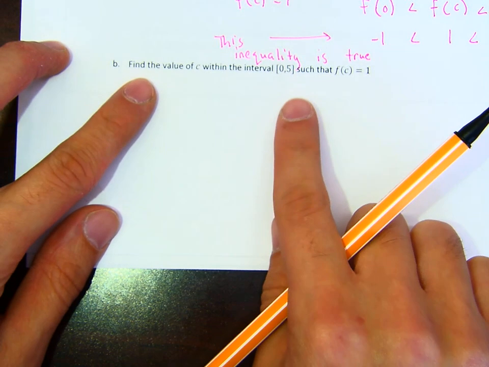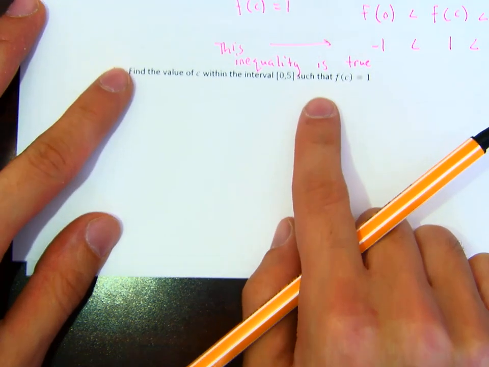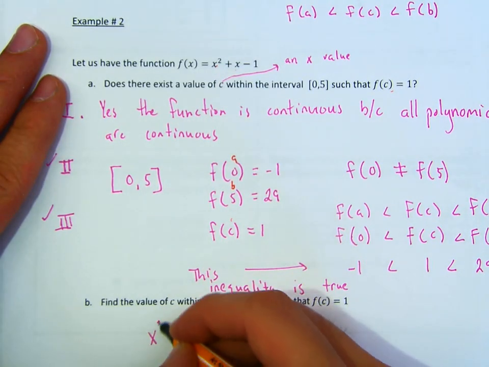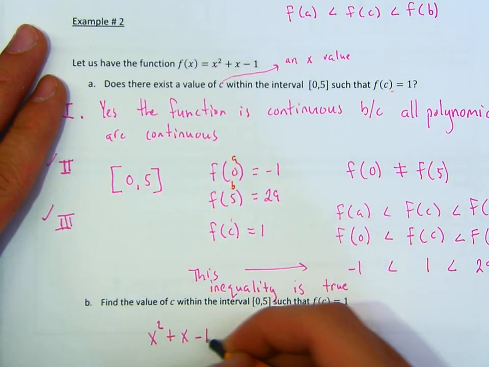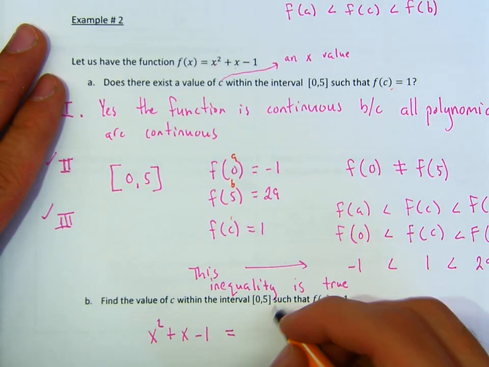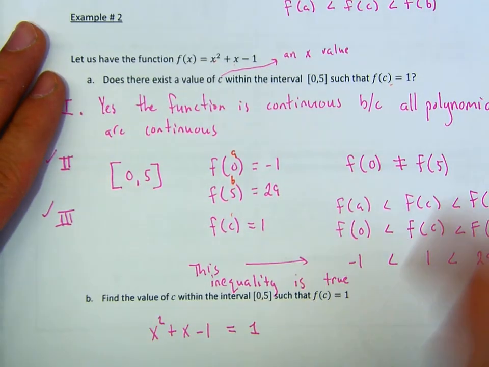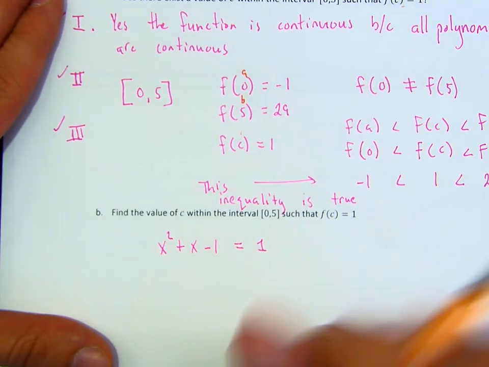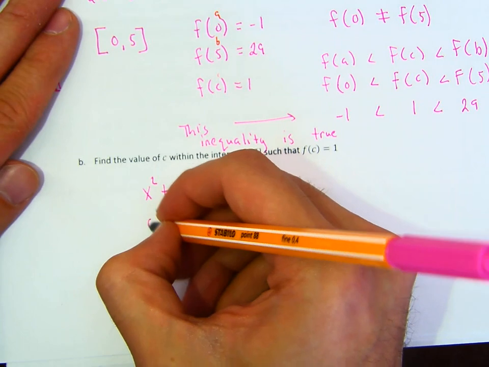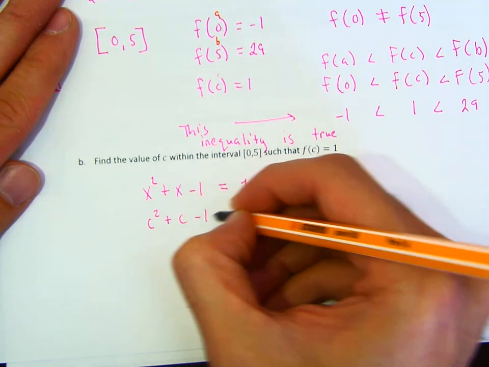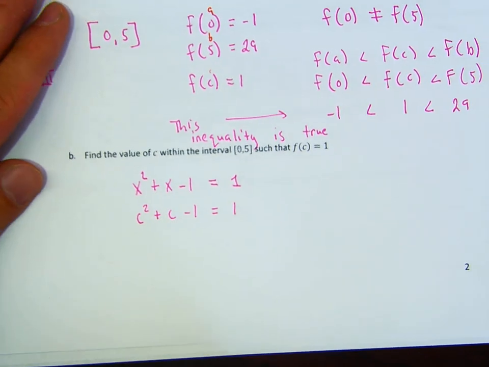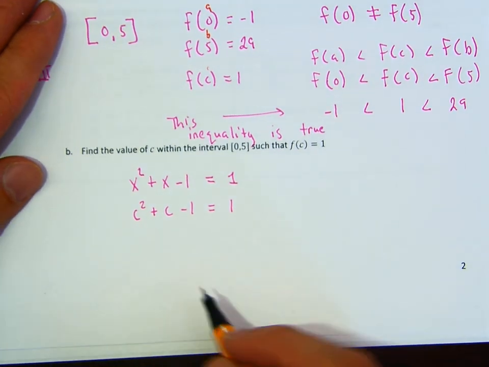Okay? And the idea for this is, all you need to do is take this original function, x squared plus x minus 1. It's saying, what is the value of x that when I plug it in, it gives me 1. So that's all you have to do to solve this part of the question. Now here, let's just substitute c. So c squared plus c minus 1 equals 1. Now what I want you to do is find the value of c. Okay? Take your time. Pause the video.